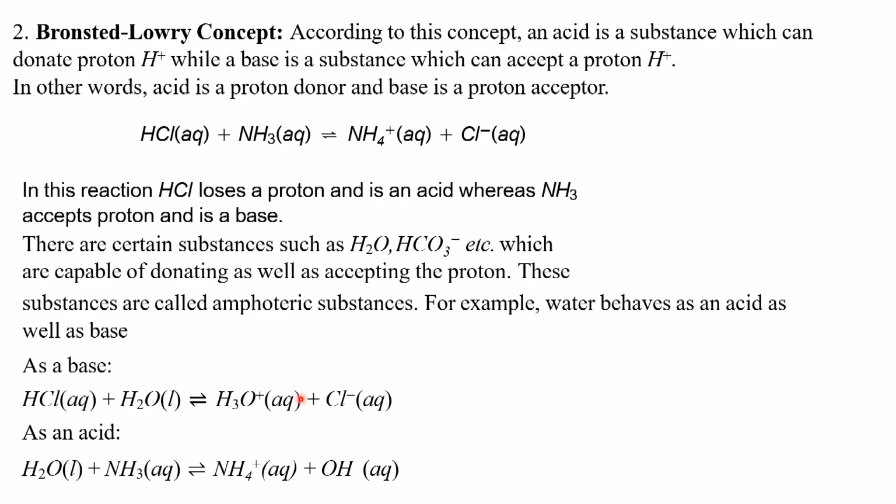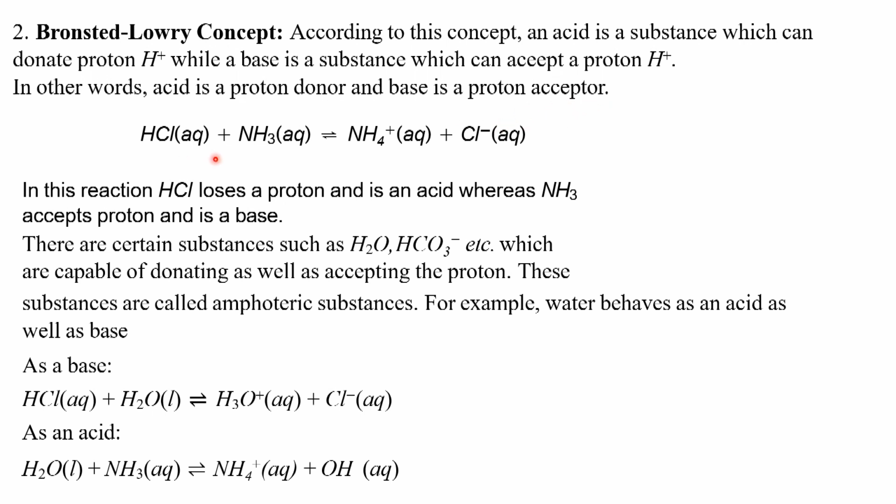Next we discuss the Bronsted-Lowry concept. According to this concept, an acid is a substance which can donate a proton or H+, while a base is a substance which can accept a proton or H+. In other words, an acid is a proton donor and a base is a proton acceptor.